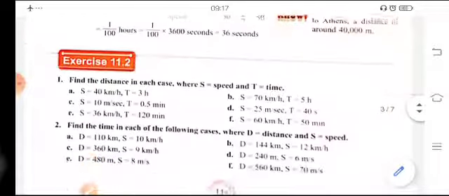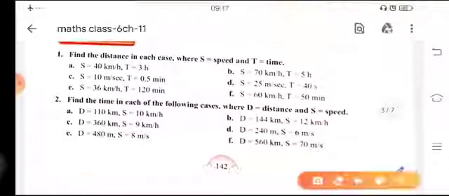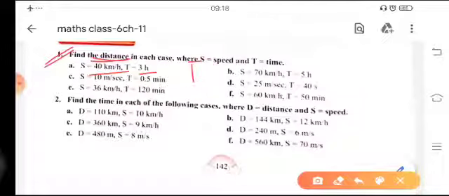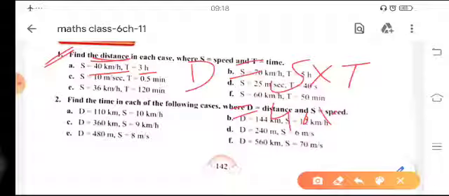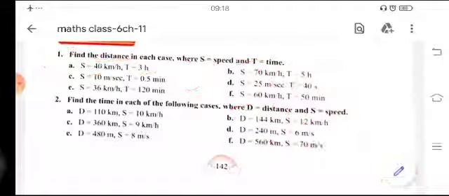Now we will move to our exercise. In the first question, we have to calculate the distance where speed and time are given. That is very simple. Speed is 40 km per hour, time is 3 hours, and the distance formula is speed into time, right? So 40 into 3 will be 120 km. That is very simple. You can also solve all these questions.